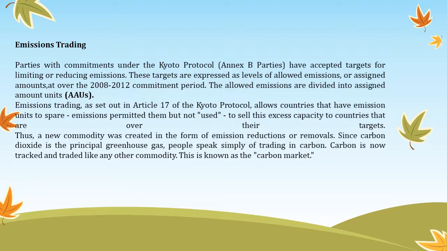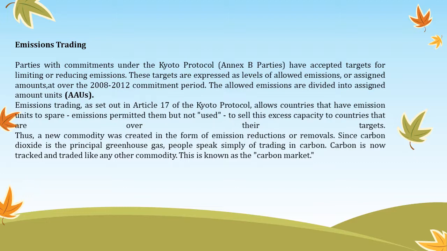The parties with commitments under the Kyoto Protocol, the so-called Annex B country parties, have accepted targets for limiting or reducing emissions. These targets are expressed as levels of allowed emissions, or assigned amounts, over the first commitment period. These allowed emissions are quantified in units, commonly known as assigned amount units, AAU.